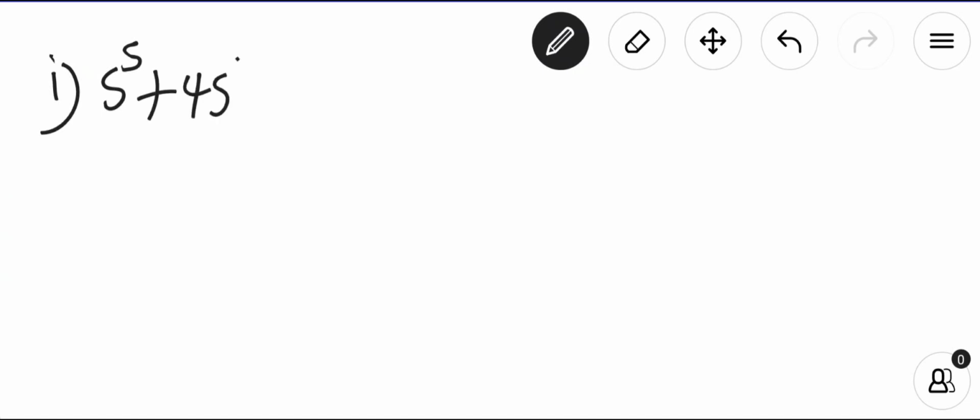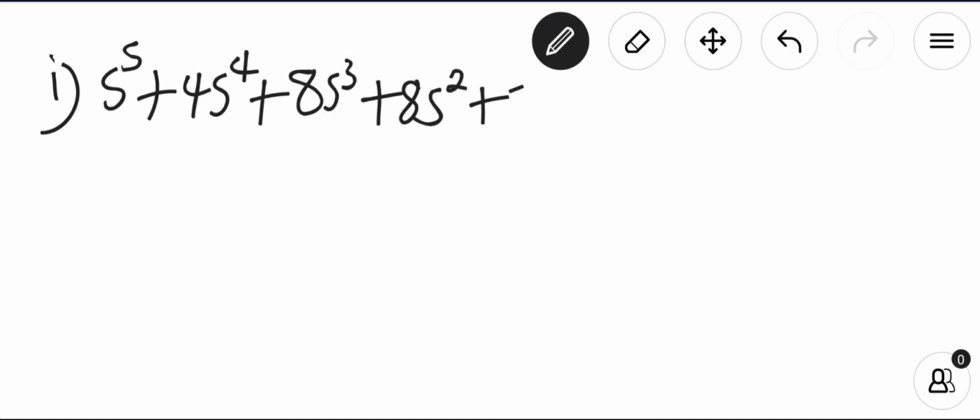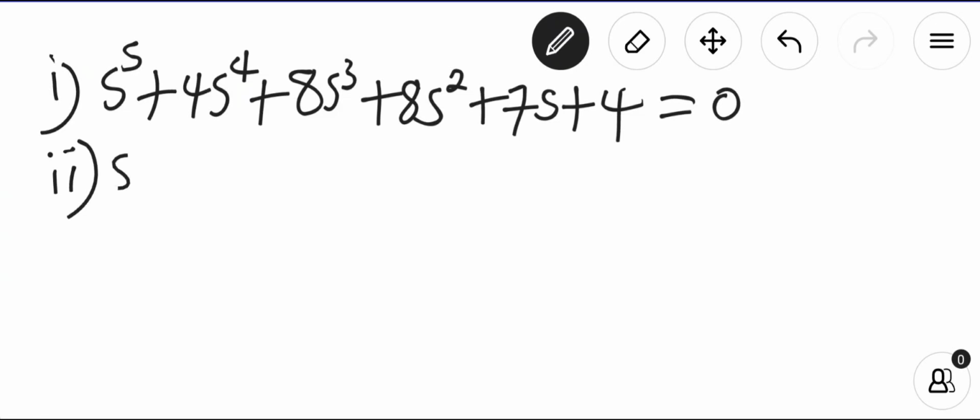For the first one, we have that the first equation is s to power 5 plus 4s to power 4 plus 8s to power 3 plus 8s to power 2 plus 7s plus 4 is equal to 0.